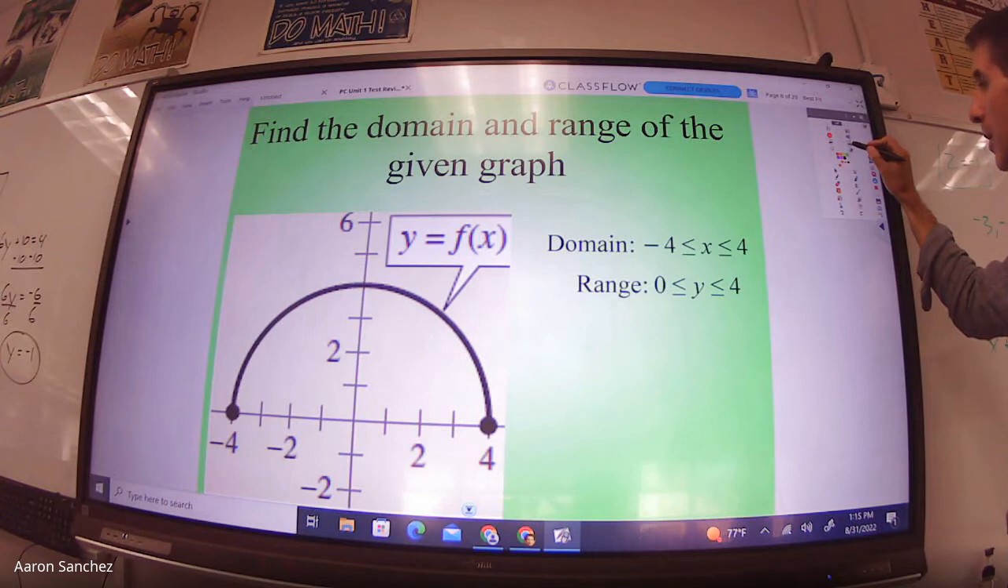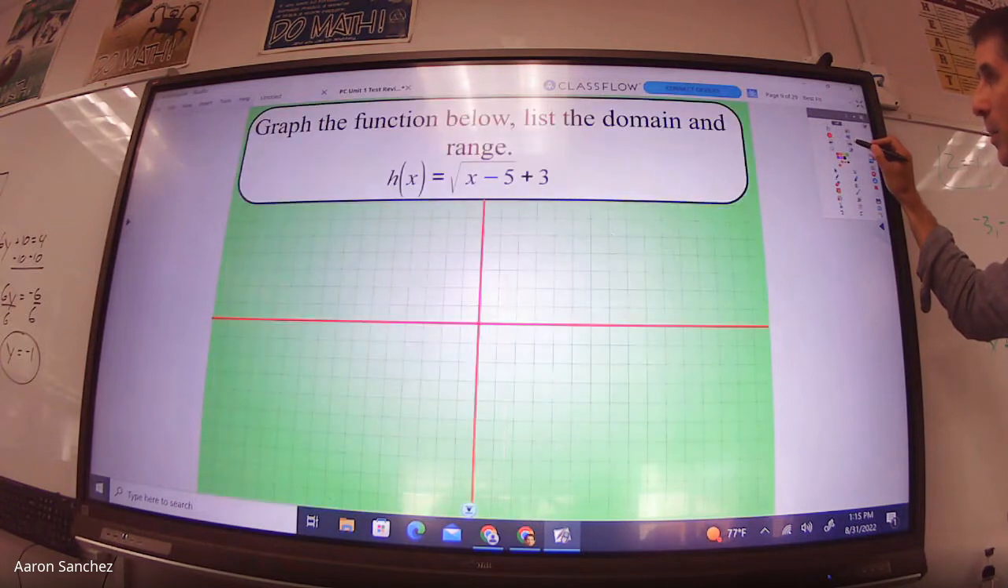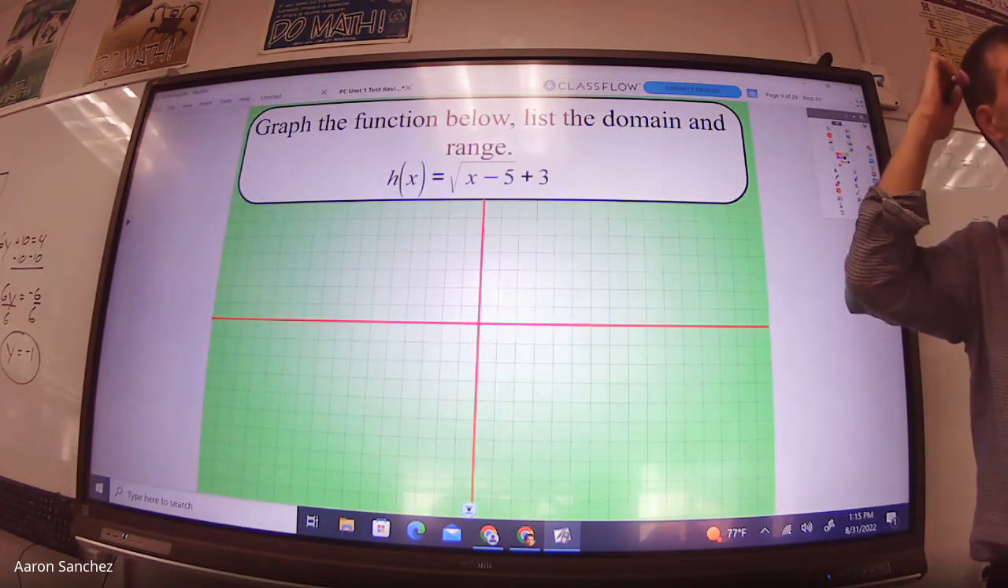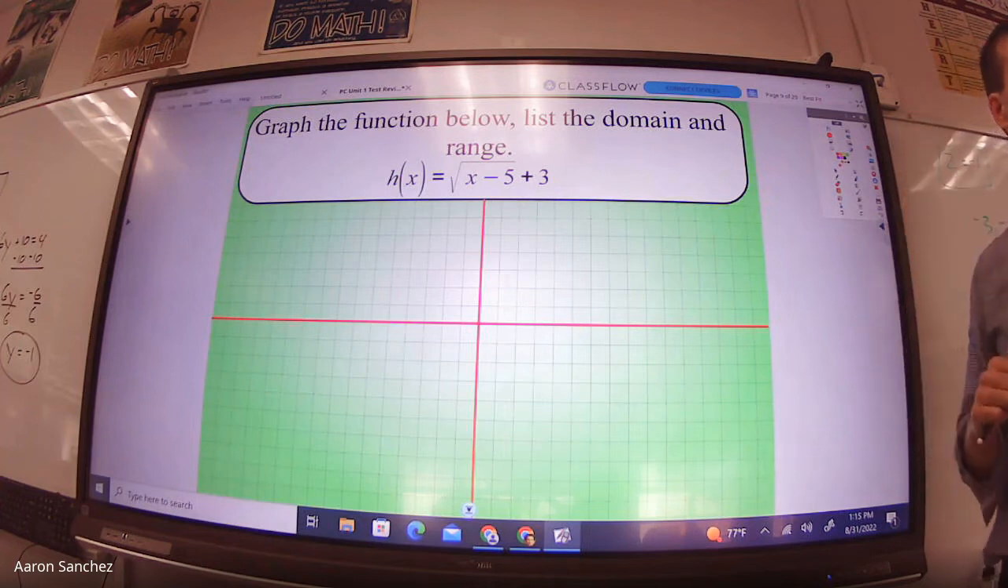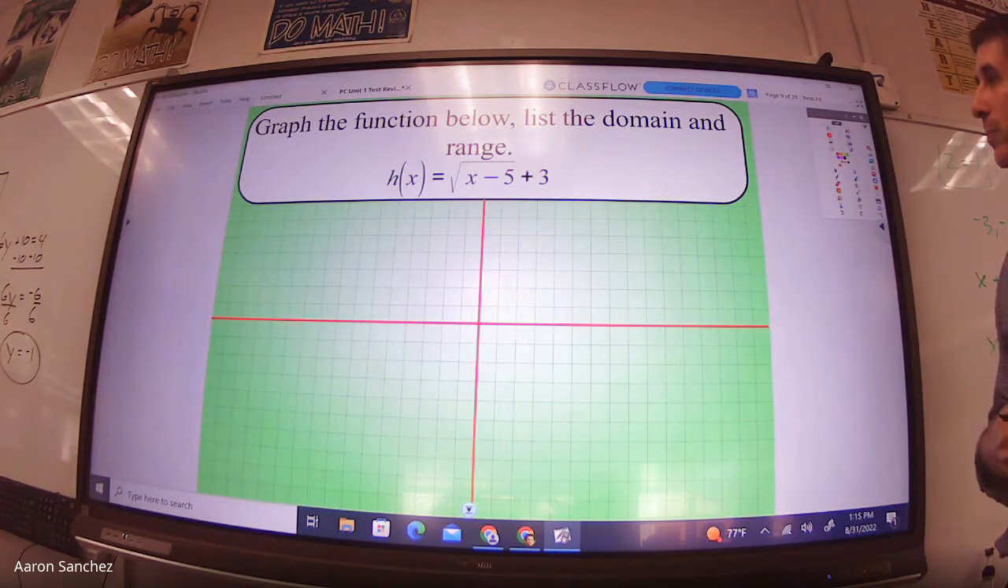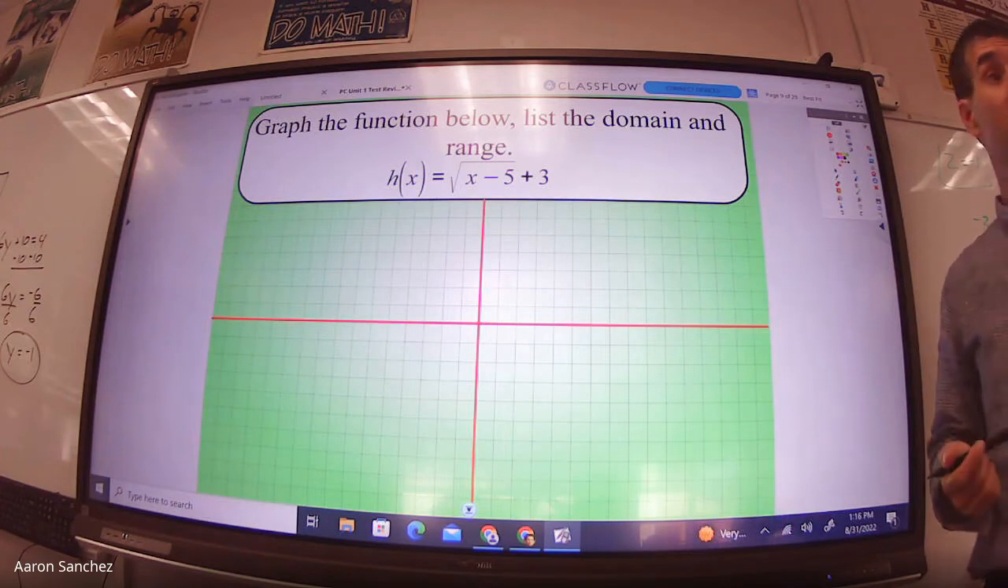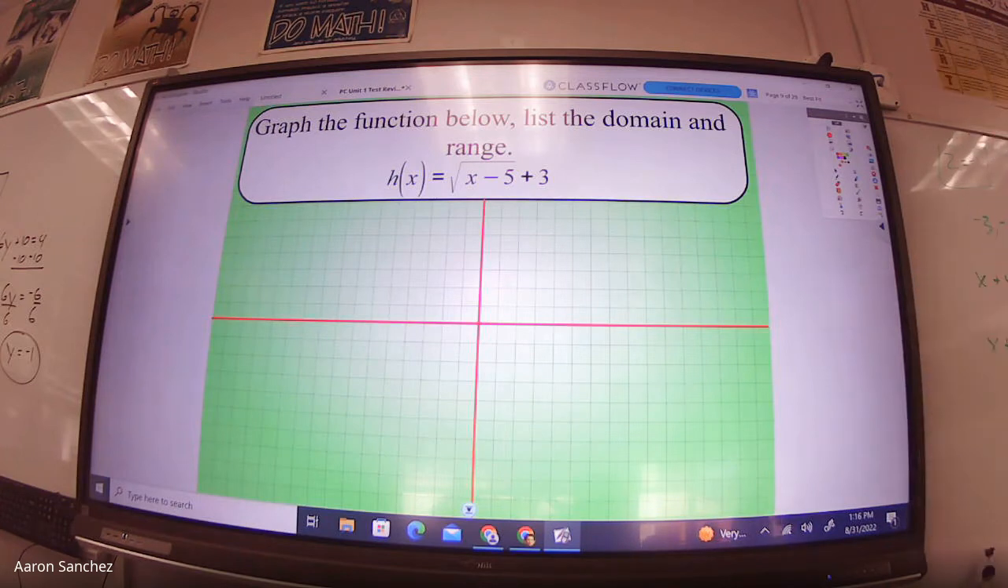So the two ways you can write it. Am I going too fast? Okay, graph the function below, list the domain and range. Okay, first of all, what's the vertex, homies? 5, 3.